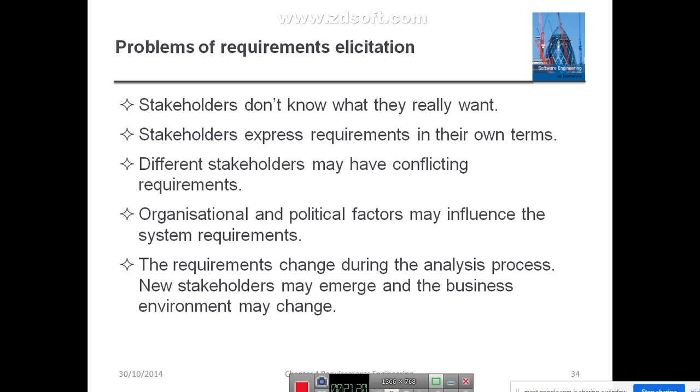The business environment may change, right? As already told, if the business is growing, you will come up with different needs, and according to your need, you need to add those requirements. So the requirements may change within the analysis process. And if new stakeholders come into existence during the requirement elicitation process, they may have different ideas. Everything needs to be added within the requirement elicitation. These are some of the problems you are going to face in requirement elicitation. Clear, guys?